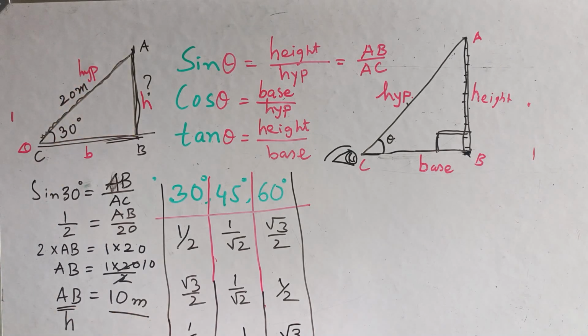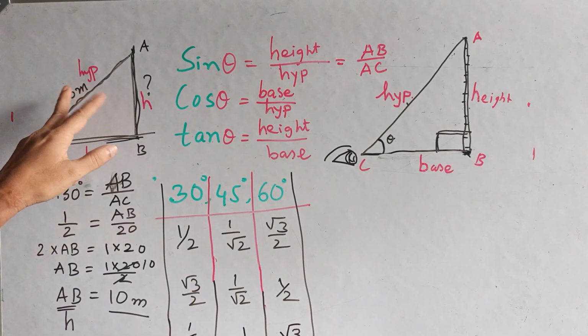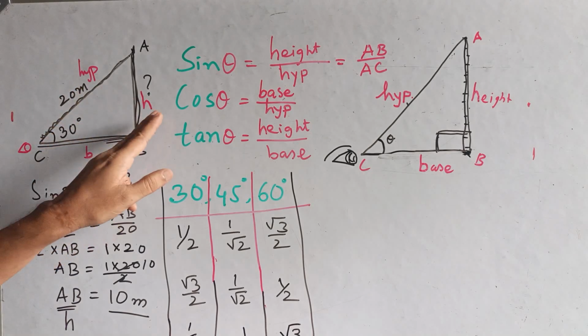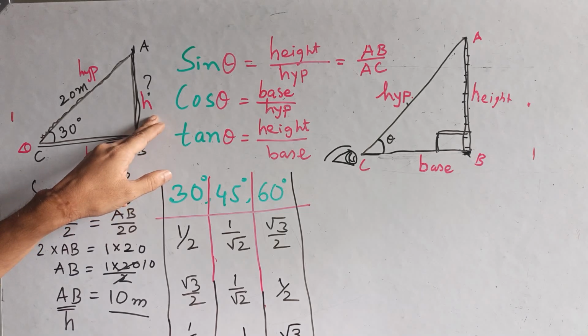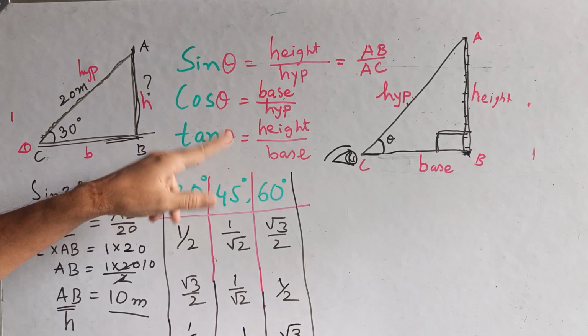So all the problems in this chapter will be like this. You have to draw the triangle, see which two parameters are given and what the third parameter is that we need to find out. And then you don't forget this formula.